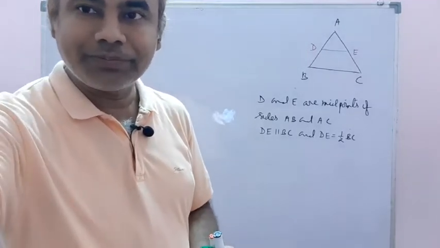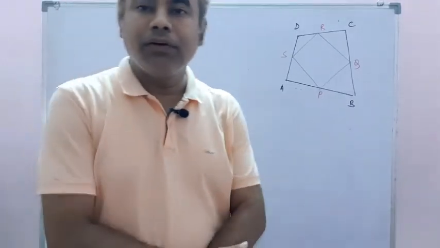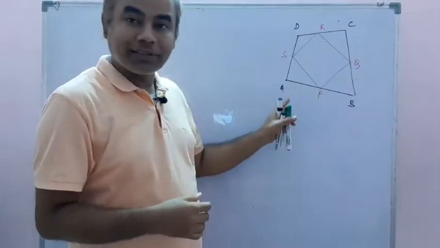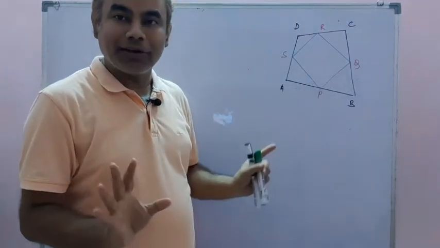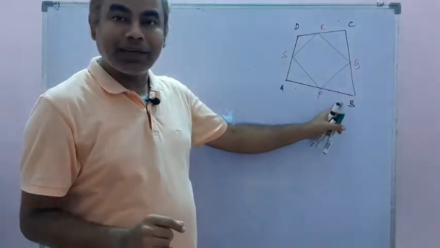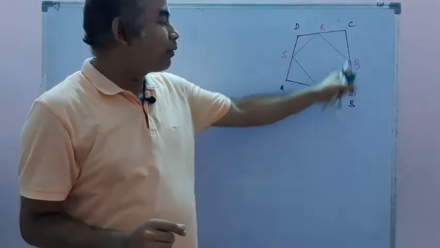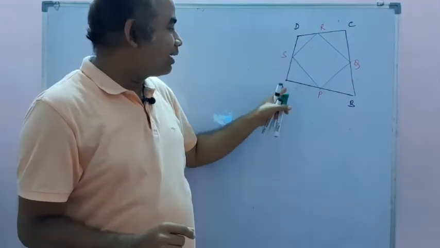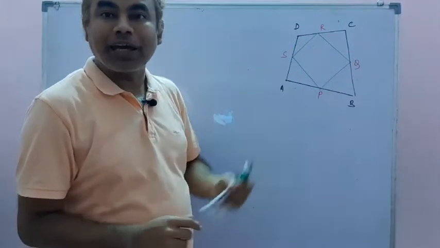Okay, clear? Now students, see. We have taken a quadrilateral here. You can see on the board ABCD, any quadrilateral, and P is the midpoint of side AB, Q is the midpoint of side BC, R is the midpoint of side CD, and S is the midpoint of side AD.